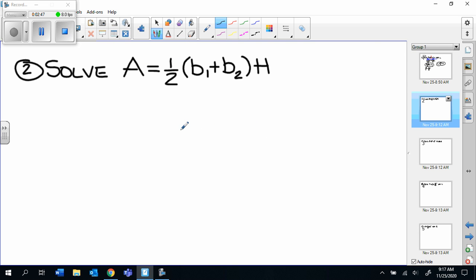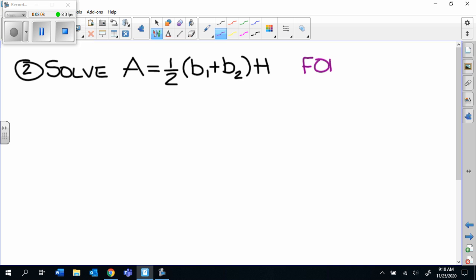This looks much harder than it actually is because we've got this fraction. This is actually the formula for the area of a trapezoid, if any of you remember your geometry from high school. And so I see this 1/2 here, and I want to solve for h. Sorry about that.